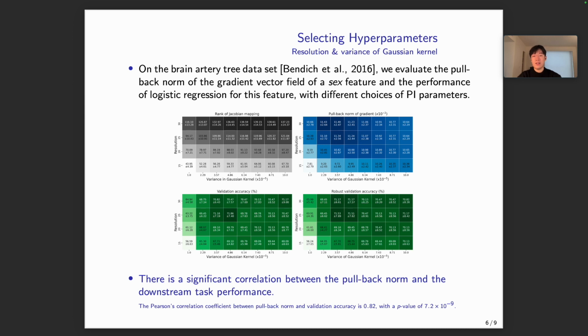We found that there is a strong correlation between the pullback norm and the downstream task performance of the logistic regression model. Therefore, in practice, if we want to have an encoding that best captures a certain data feature, we can simply choose the encoding that achieves maximal pullback norm of the gradient vector field. This would eliminate the time and effort to choose a downstream classifier and tune their parameters.